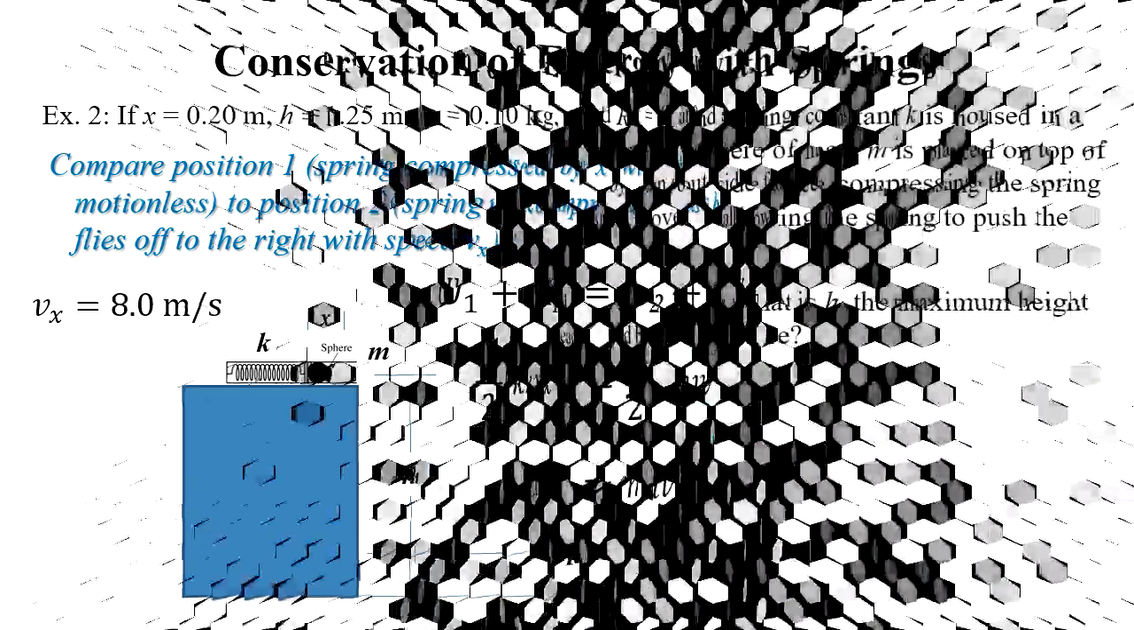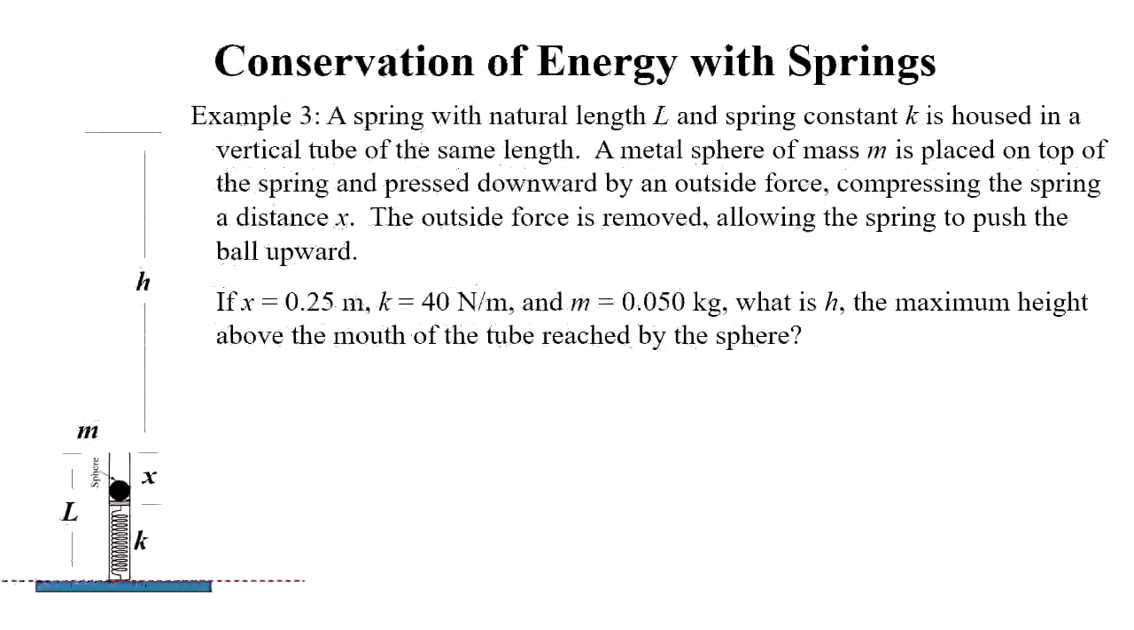Okay, we've got one more example of conservation of energy. Example number 3. This time, let's continue with the spring shoots ball through the air theme, but this time we're going to do it vertically.